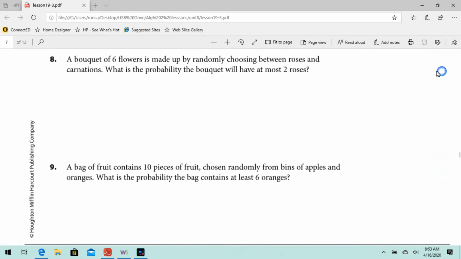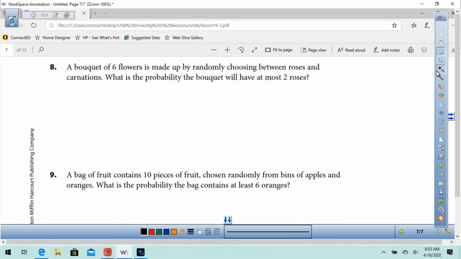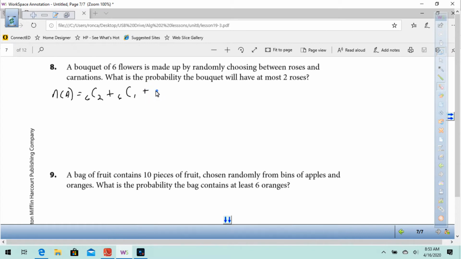Number 8. A bouquet of 6 flowers is made up by randomly choosing between roses and carnations. What is the probability the bouquet will have at most 2 roses? So at most 2 roses. So our count will be 6 choose 2, plus 6 choose 1, plus 6 choose 0. Okay, all of that.